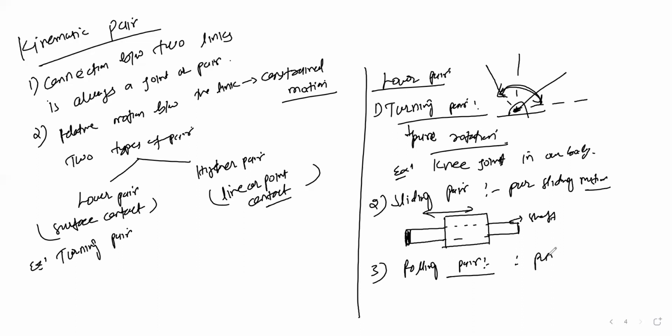It should have a pure rolling motion. Pure rolling motion means this is the surface and over that one roller is rolling, pure rolling motion without slipping. That is called a rolling pair.